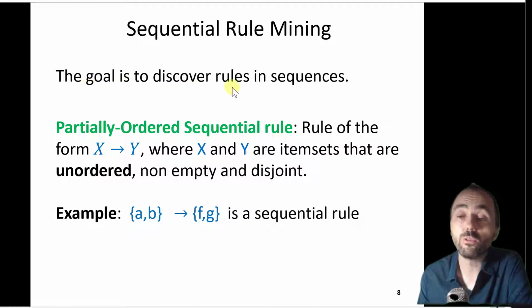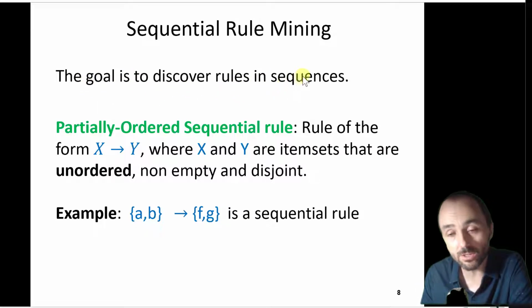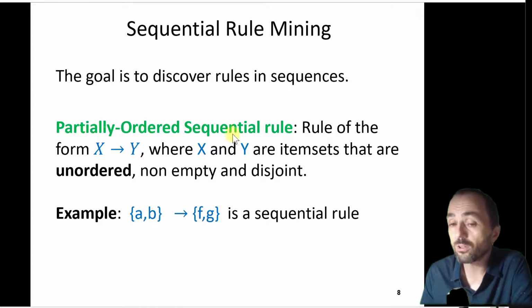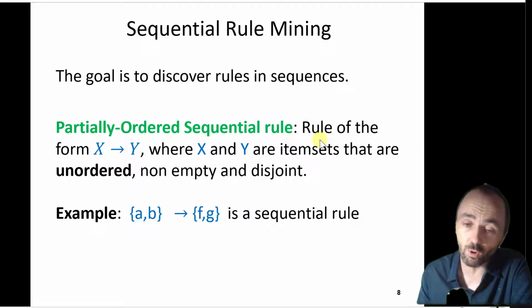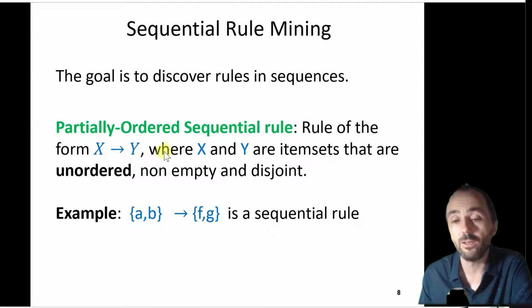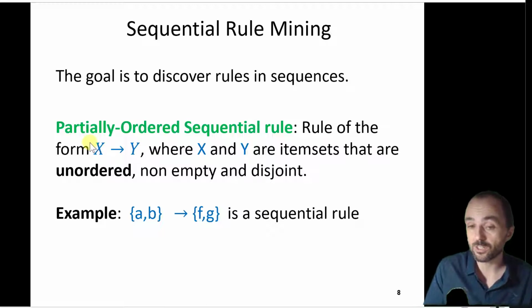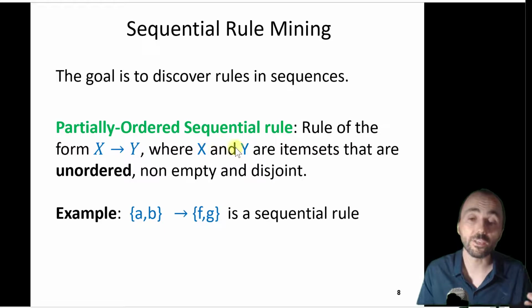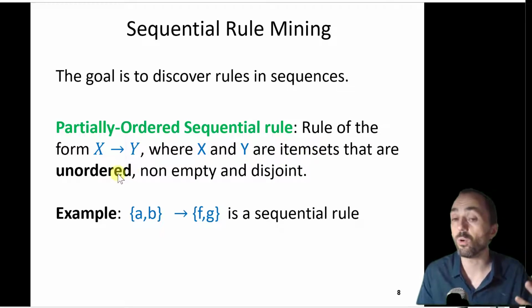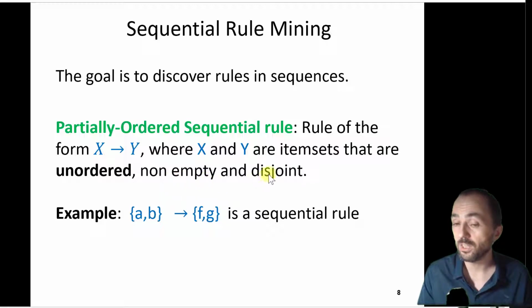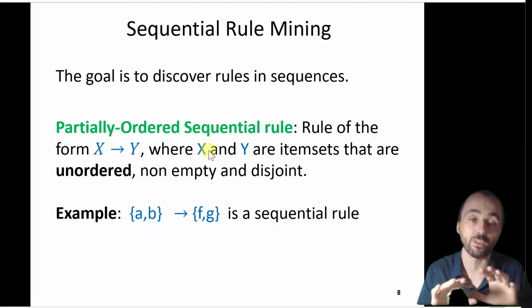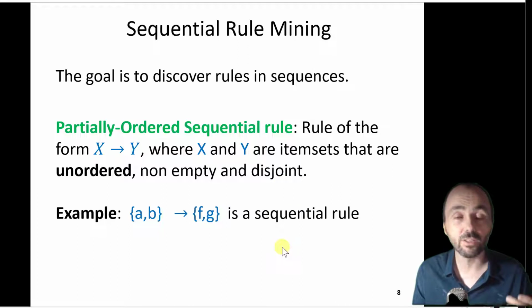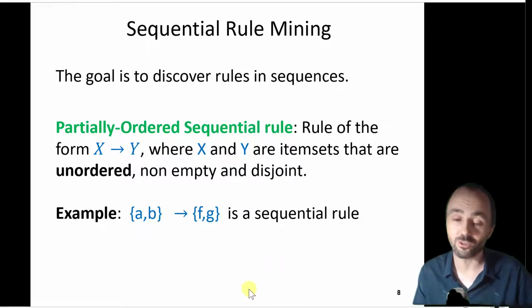Our goal will be to find some rules in the sequences. I will talk about sequential rules, or more precisely what we call partially ordered sequential rules. A sequential rule has the form X imply Y, which means if you buy X, for example, you will buy Y, where X and Y are itemsets that have no order and must not be empty, and also X and Y must be disjoint. They cannot overlap; they must be different. Let me explain this with an example. You will see it's very easy to understand.